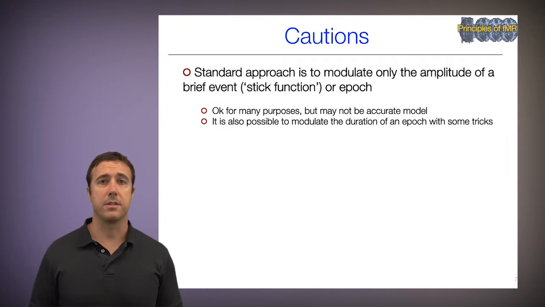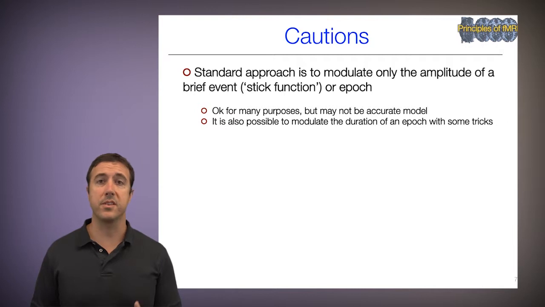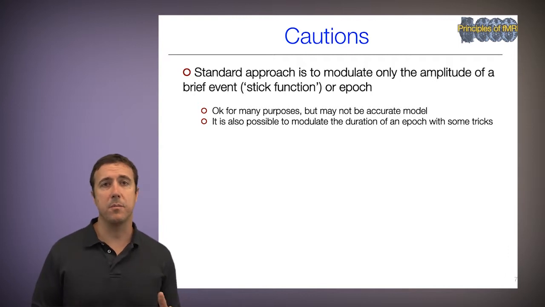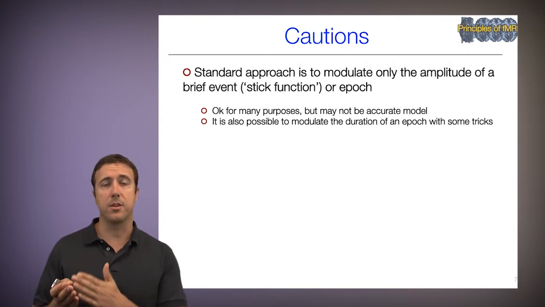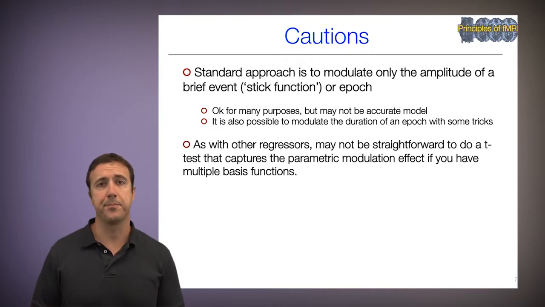So here are some cautions. The standard approach is to modulate only the amplitude of this brief event, a stick function, or an epoch. And this is okay for many purposes, but there's no guarantee that this is the most accurate or the best model. There are some alternatives. One, for example, is if you're studying reaction time, it's also possible to modulate the duration of an epoch with some tricky manipulations, all in the GLM framework.